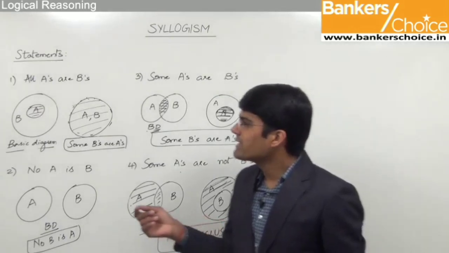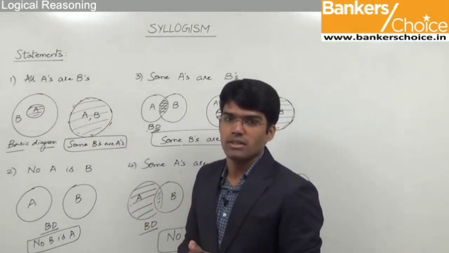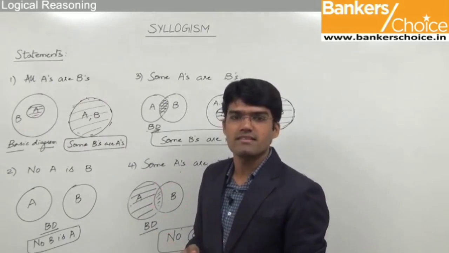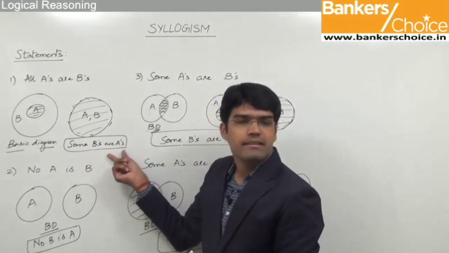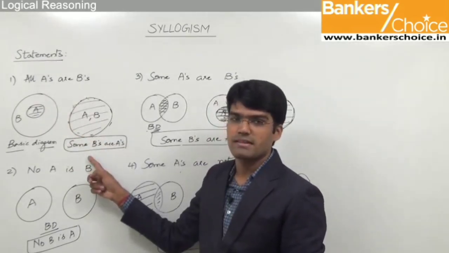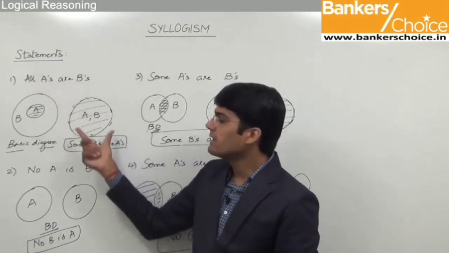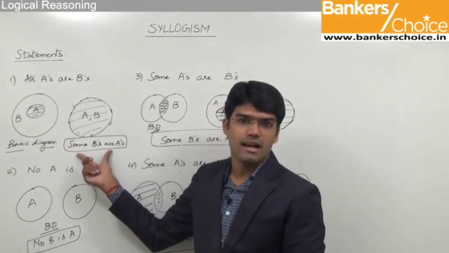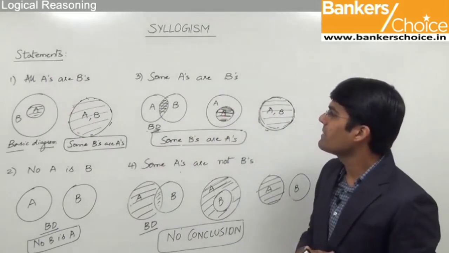For example, let us assume the question statement is all cricketers are footballers. Now when he says all cricketers are footballers, the direct conclusion which we can make is some footballers are cricketers. As for all A's are B's, the conclusion is some B's are A's. So whenever we have a statement which is similar to all A's are B's, the definite conclusion is some B's are A's.